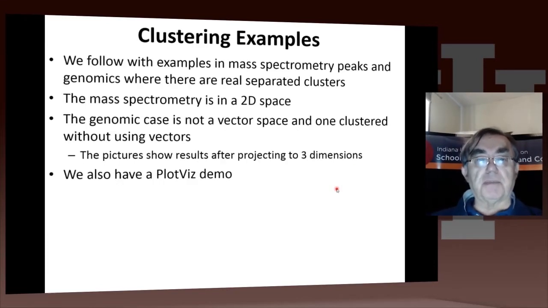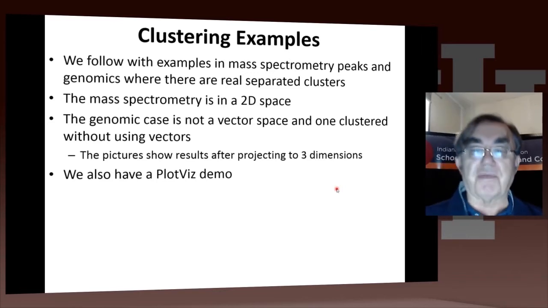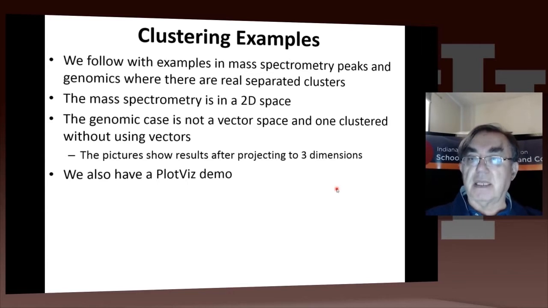So now we do some examples just to show you the different types of clusterings you can see. The first is from mass spectrometry, where there are actual peaks, because those are 2-dimensional vectors, and so the mass spectrometer peaks, and they have real clusters, and they're clearly separated. And there's genomics where they're also separated, but they're not in 2 dimensions. And so that's a case where you can't use k-means because k-means only works if there's a vector space. And I have a plot viz for the genomics example.